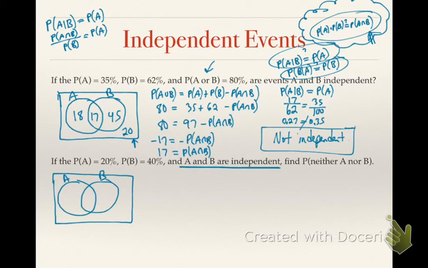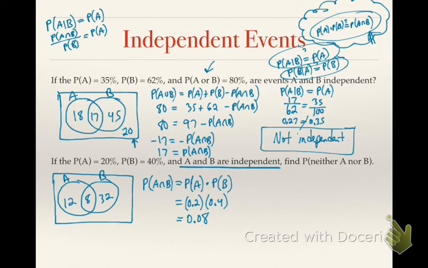So the probability of A and B is going to be the probability of A times the probability of B, which is 0.2 times 0.4, which is 0.08. So the intersection is 8%, which means the remainder of A must be 12%, and the remainder of B must be 32%.